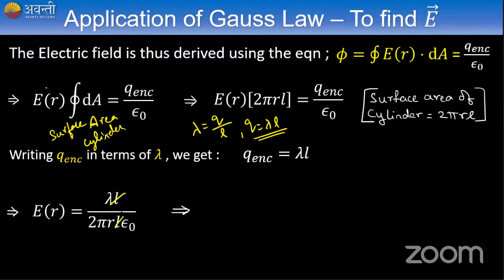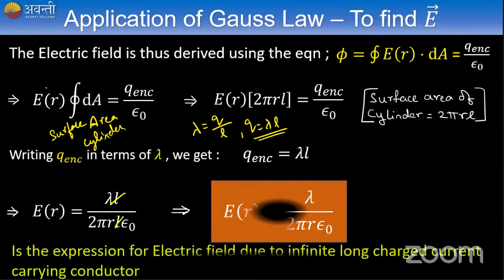My L and L cancel. I would get the expression as E of R is equal to lambda by 2 pi R epsilon naught. See how easy it was? So this was the same expression which we had derived earlier for an infinitely long current carrying conductor using trigonometric functions, using the integrations, using all other functions. So this was very simple to find the expression for electric field due to an infinitely long current carrying conductor using Gauss's law. Yes, guys, this is the expression for electric field.